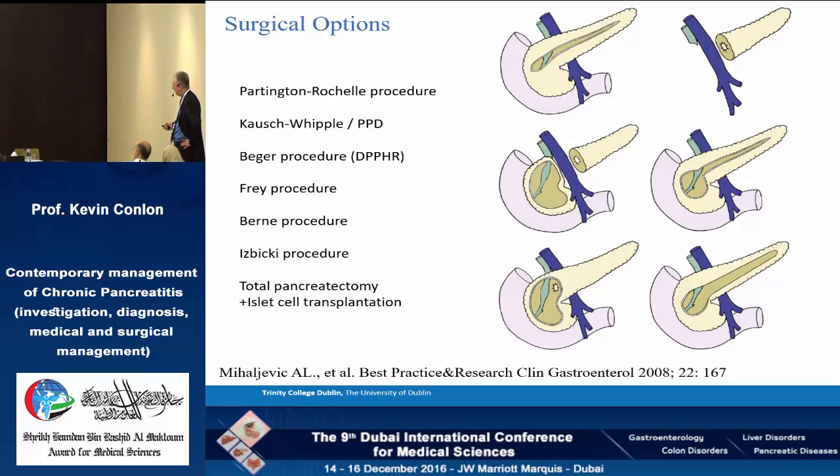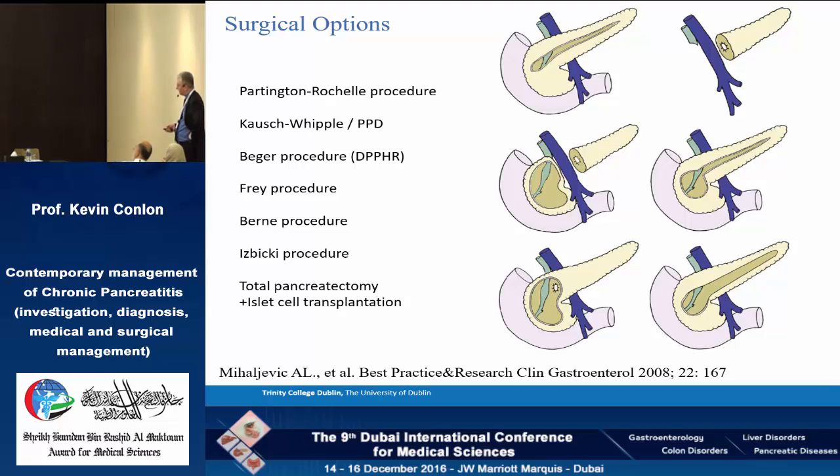This is the Berne modification of the Beger procedure, where they don't divide the pancreas, they don't do a lateral pancreaticojejunostomy, and they do this coring out of the upper end, very often with a pancreatic and biliary anastomosis. And this is the Izbicki or Hamburg procedure, which is one I prefer, which is a V-shaped resection of the tail of the gland and then a coring out of the head. So it's a modification of the Frey procedure. And then, of course, you've got total pancreatectomy and islet cell transplantation, which is done in about 20, maybe 25 centers worldwide.